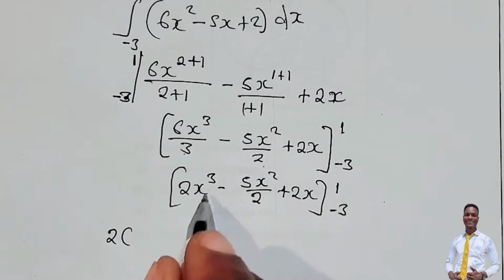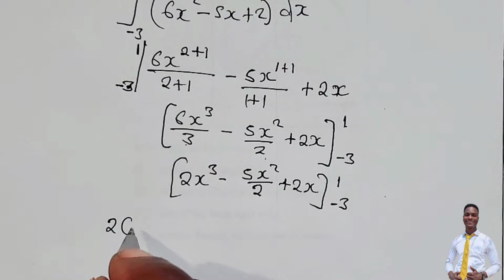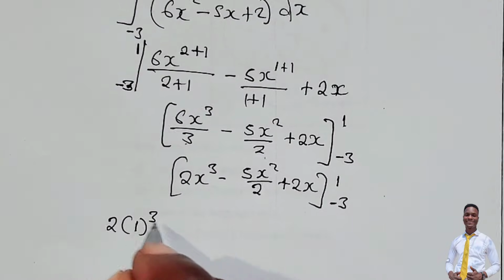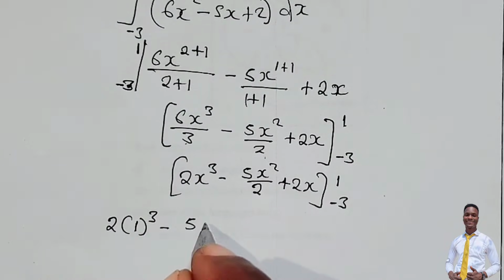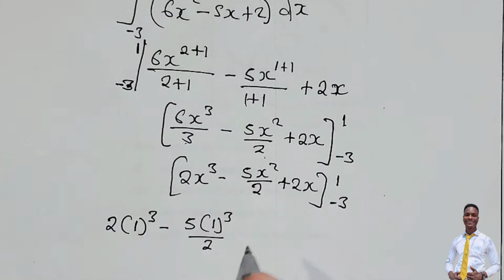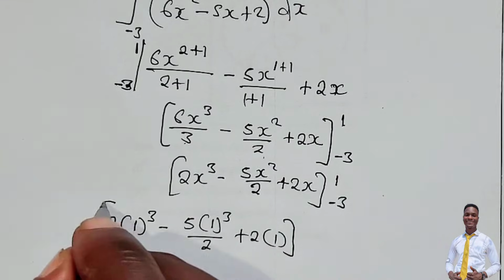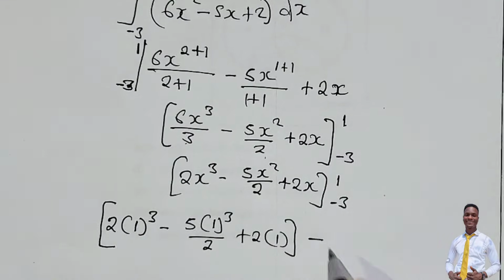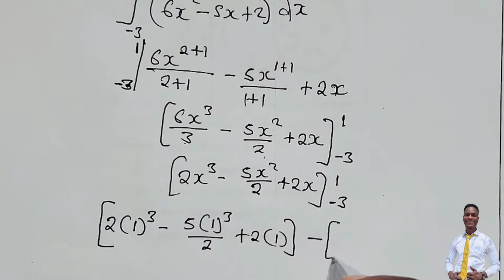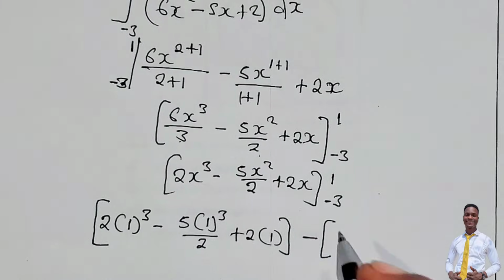Where there is x here, we're going to put the upper limit 1. So we're going to say 2 times 1 to the power 3 minus 5 times 1 to the power 2 over 2 plus 2 times 1. Okay, I've just substituted the upper limit. Then I say minus the lower limit. So here I'm going to substitute with what?